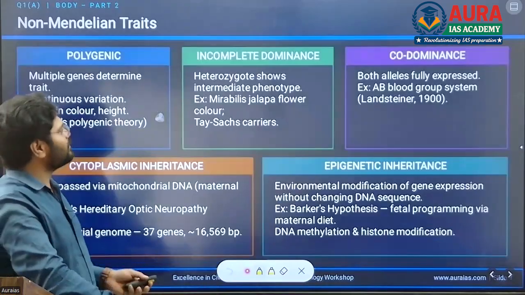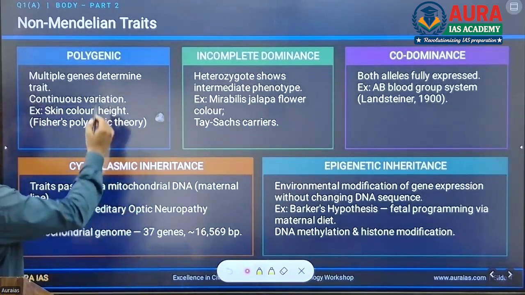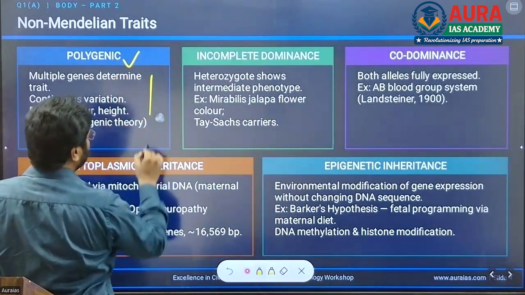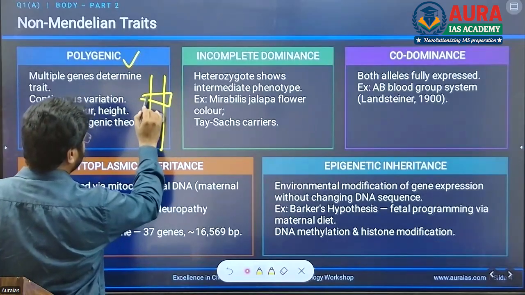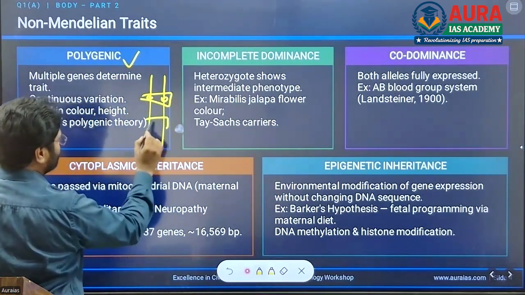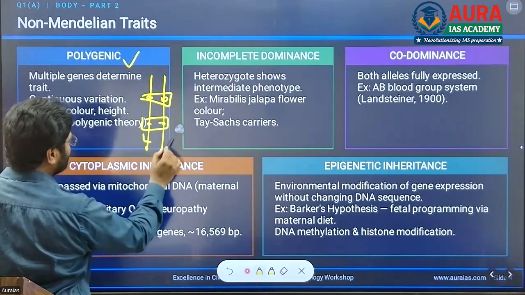So next one, non-Mendelian traits. Those are classified into polygenic, with multiple loci. This is locus 1, this is locus 2, this is locus 3.